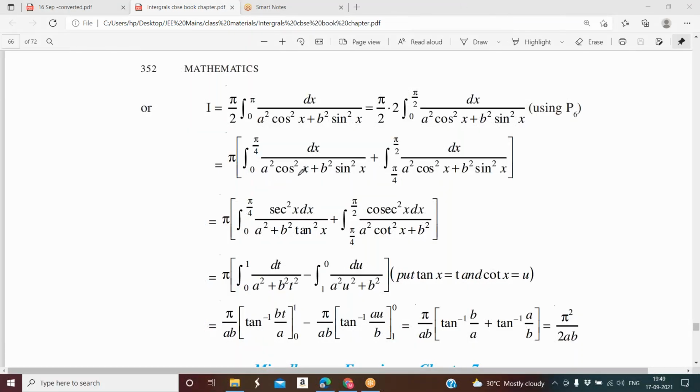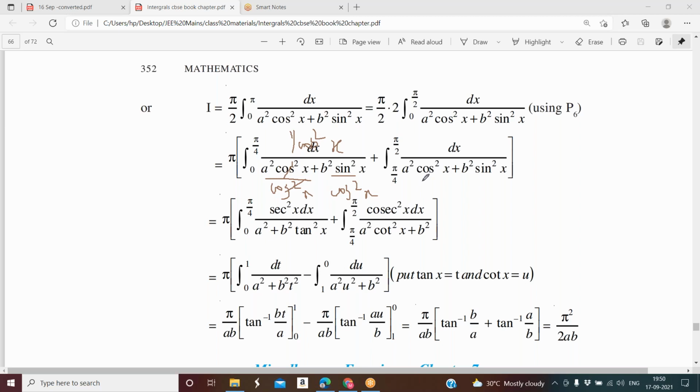Here we have a square cos square x plus b square sin square x. So divide each term by cos square x in the denominator. So cos square x, here also cos square x. As well as in the numerator, we have 1 by cos square x. What is 1 by cos square x? It is secant square x. Here cos square x will get cancelled. So you'll have a square plus sin square x by cos square x is tan square x. So b square tan square x.